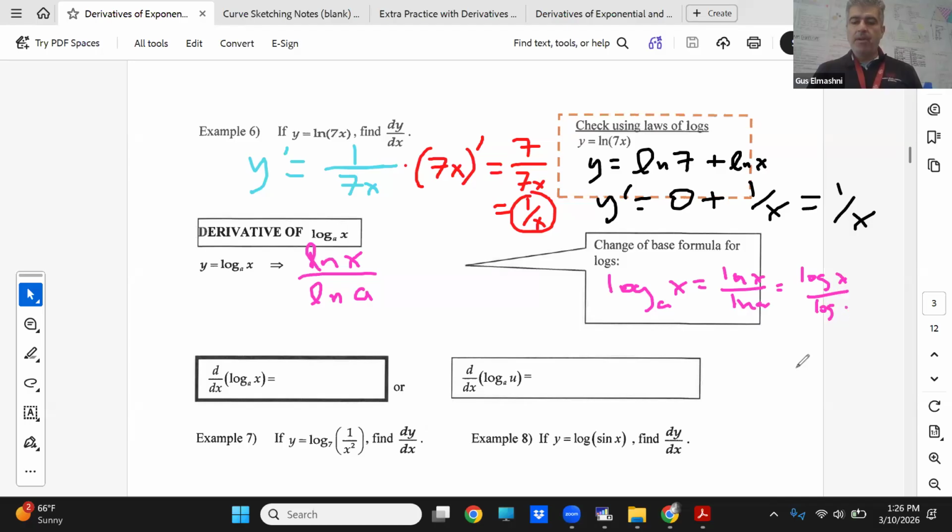Or you can do any base you want. It's totally up to you. Like log of 1.23x. Whatever your little heart desires, whatever base you want to do, as long as the bases are the same.